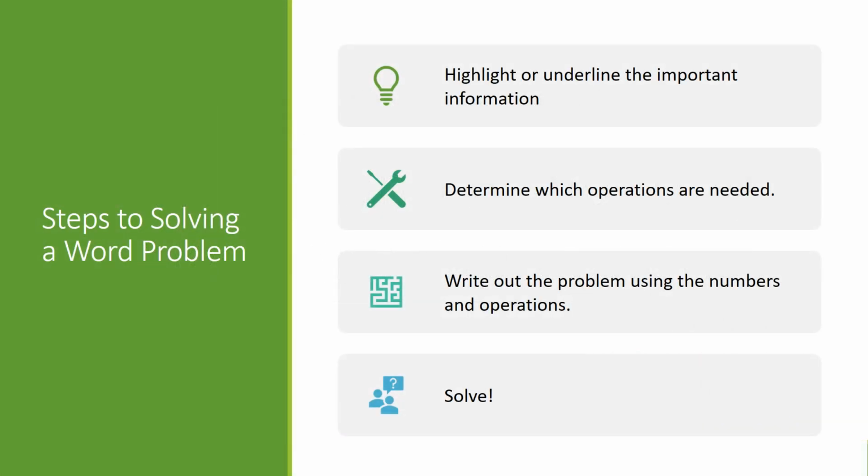Before we get started, let's remember some important steps to solving word and math problems. We want to make sure that we highlight or underline the important information. We'll need to determine which operations are needed. This will be addition, subtraction, multiplication, or division. Sometimes we can write out the problem using numbers and operations. So we may take those numbers and turn them into a longer expression. After that, let's solve. Let's get started.